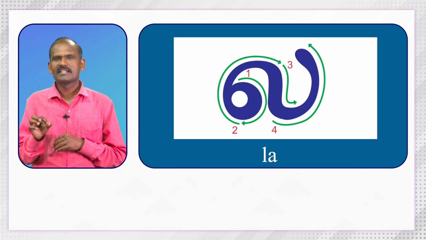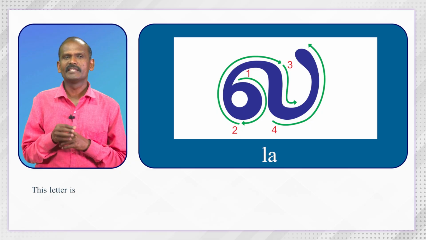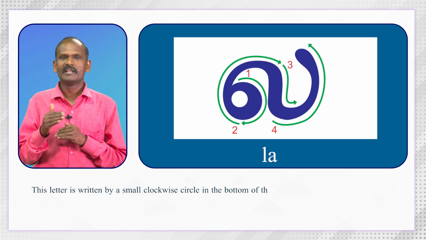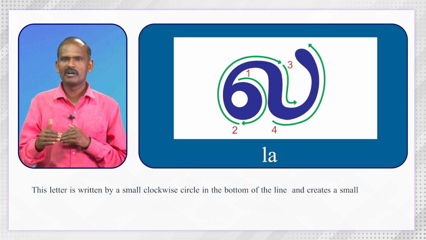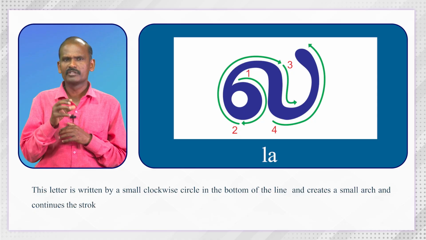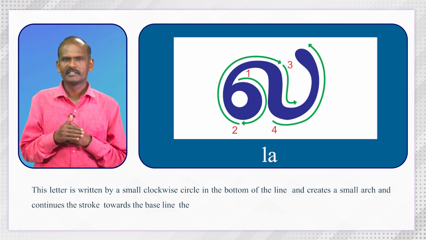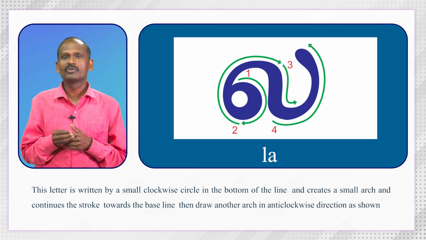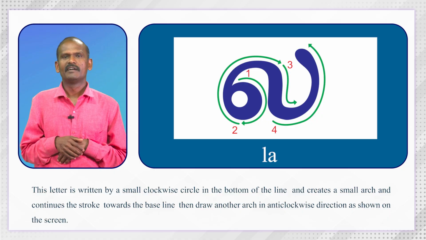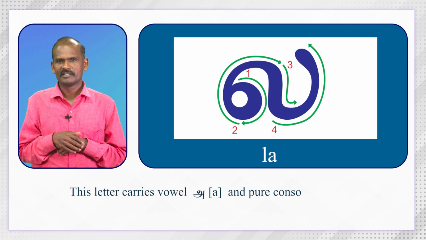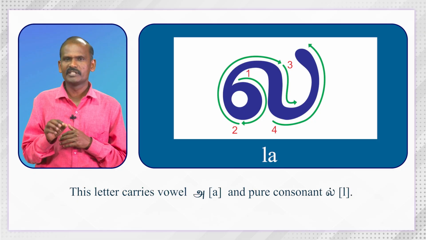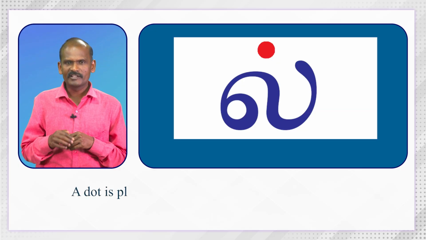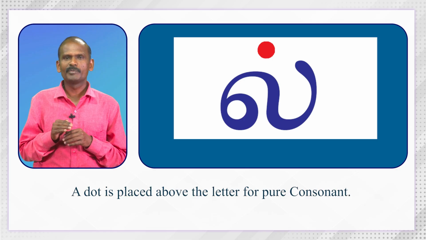Next letter is La. This letter is written by a small clockwise circle in the bottom of the line and creates a small arc and continues the stroke towards the base line. Then draw another arc in anti-clockwise direction as shown on the screen. This letter carries vowel A and pure consonant Il. Il plus A, La. A dot is placed above the letter for the pure consonant.